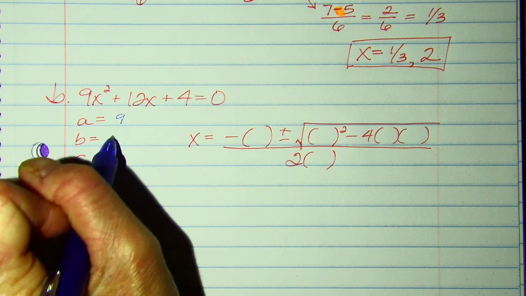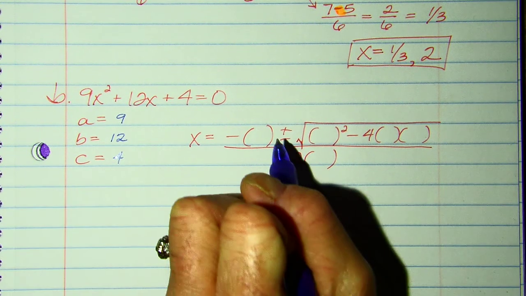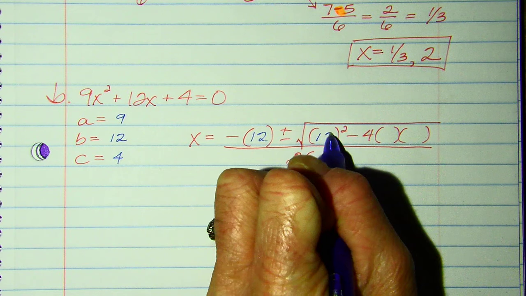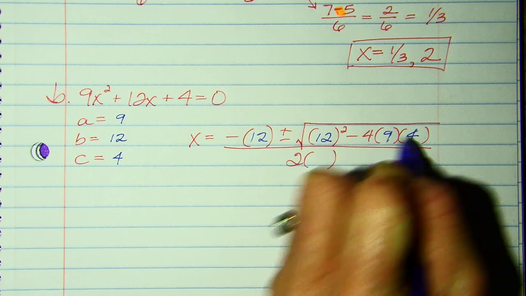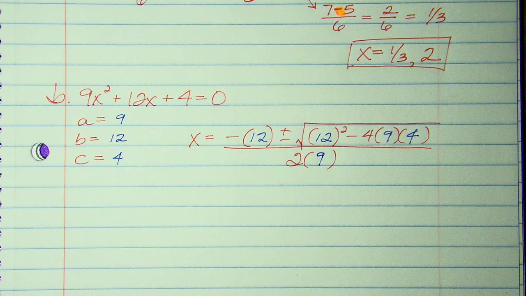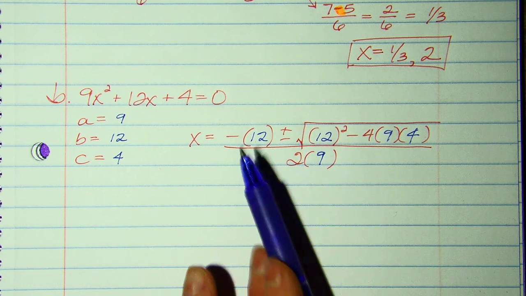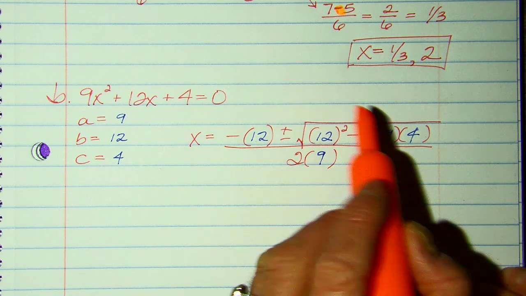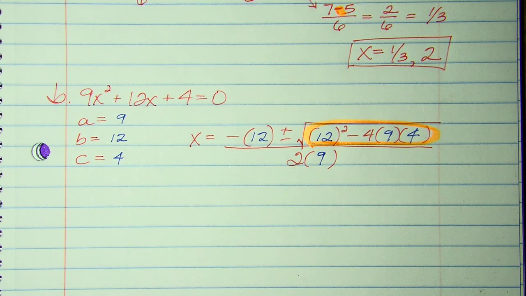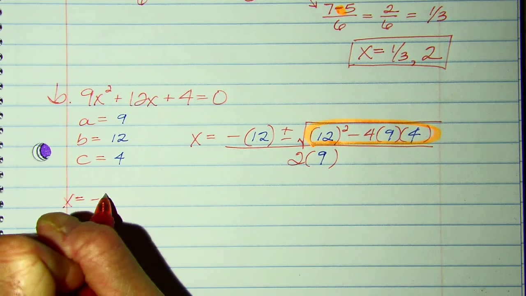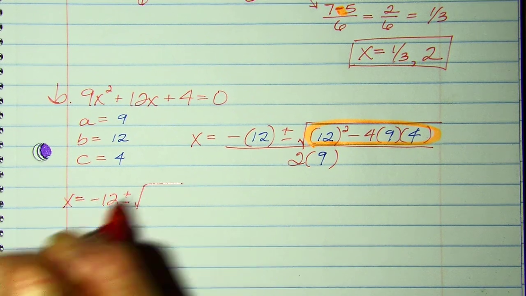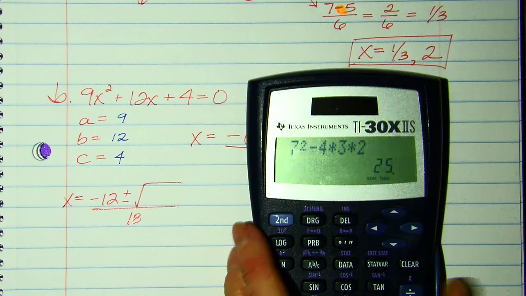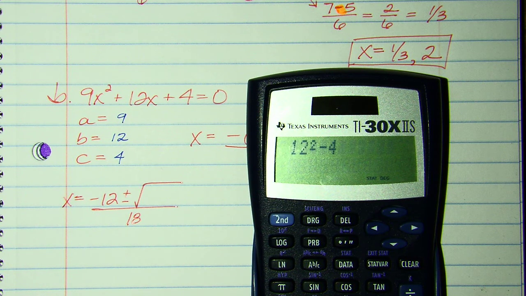So a is 9, b is 12, and c is 4. B goes in the first two spots, so 12, 12, then A, then C, all over A. B, back, B-A-C, A, all B back, A. That's how I remember it. B, back, B-A-C, over A. All right, now I'm going to simplify this guy, and I'm going to rewrite what I have. So X equals -12 plus or minus, I'm going to enter that in my calculator, over 18. So I have 12 squared minus 4 times A times C. And I get 0.